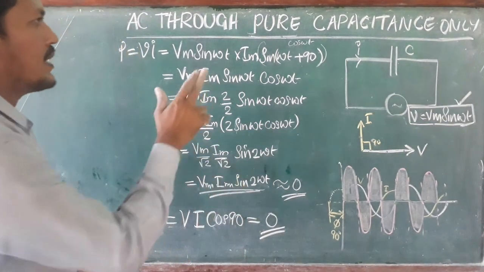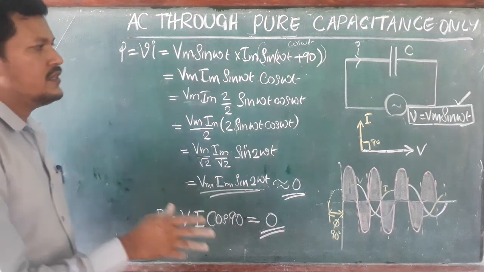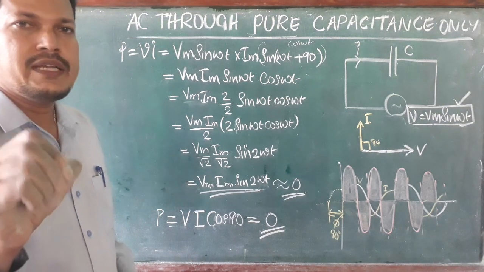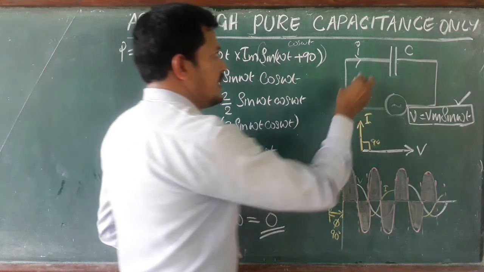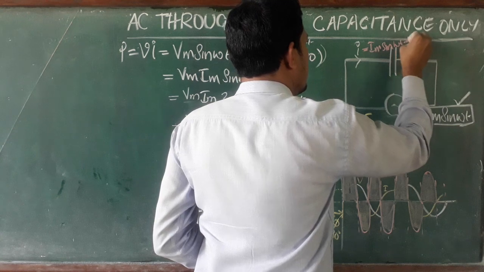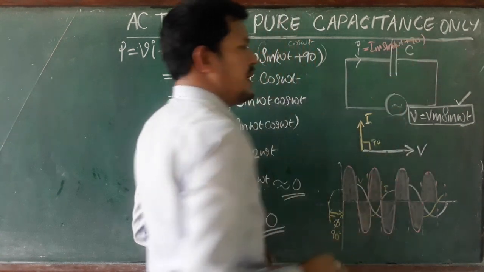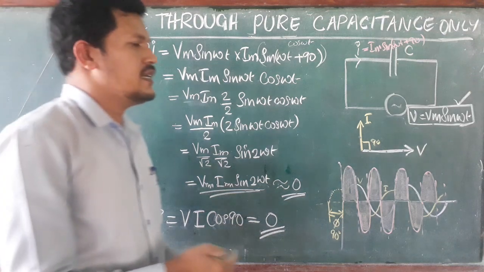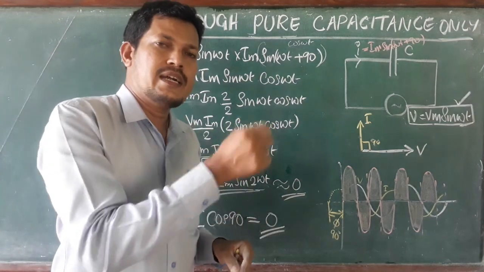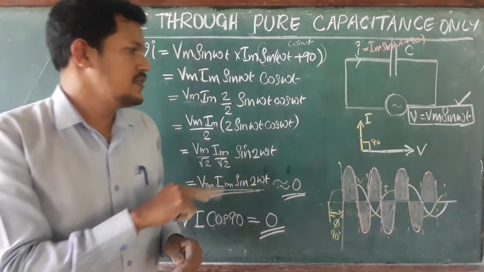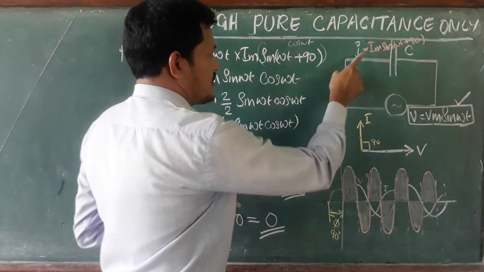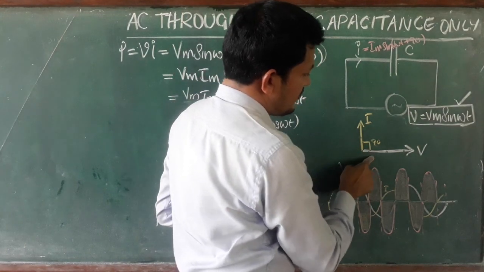So this is a pure capacitance circuit. Here we find the current expression, I equals Im sin(omega t plus 90). Clear? So the current is leading by 90 degrees. Comparing to the previous circuit, which was inductance, where the current lags by 90 degrees, here in the capacitor the current is leading by 90 degrees. Opposite conditions. Clear?